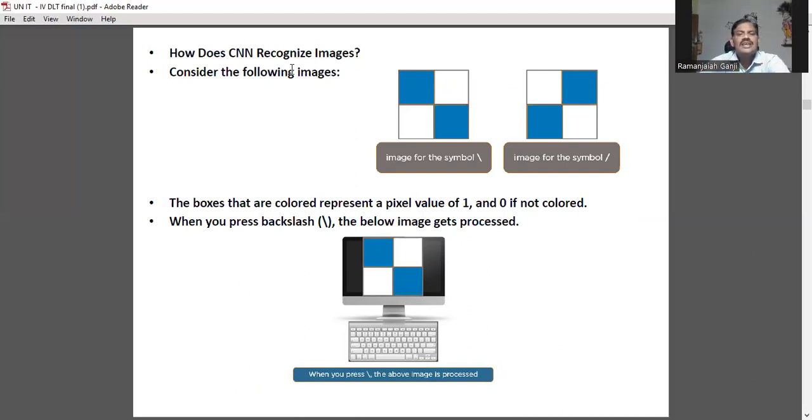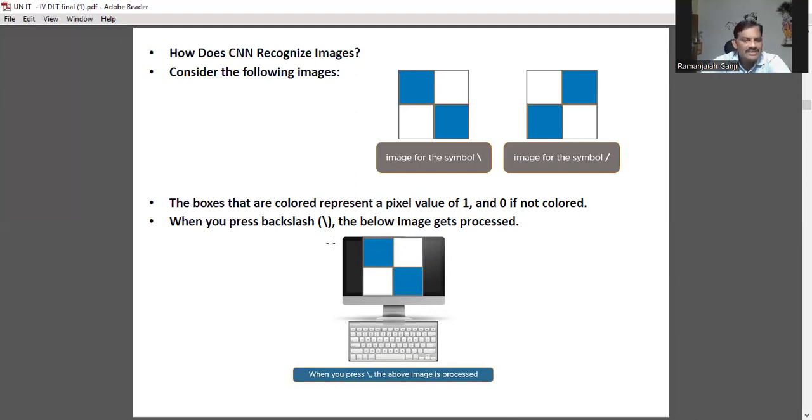How does CNN recognize images? Consider this is the image for the symbol slash. This is called a backward slash. And this is the symbol for forward slash. The boxes that are colored represent a pixel value of 1, and 0 if it is not colored.